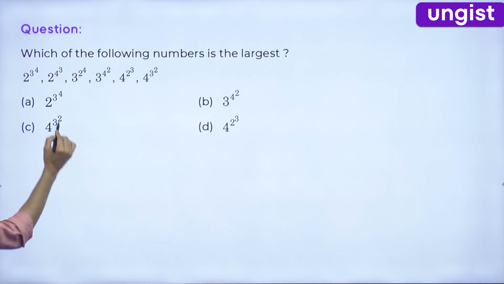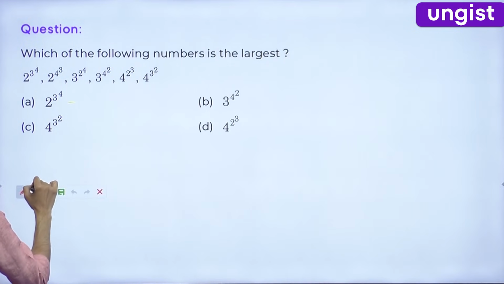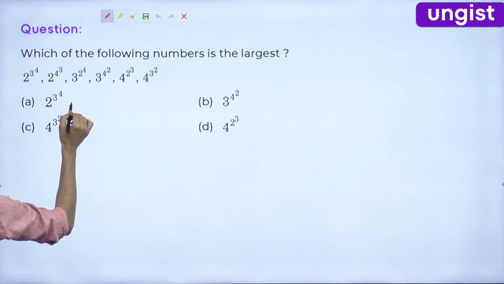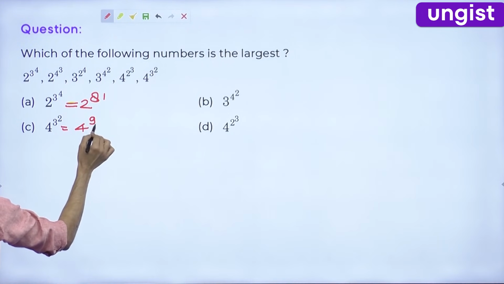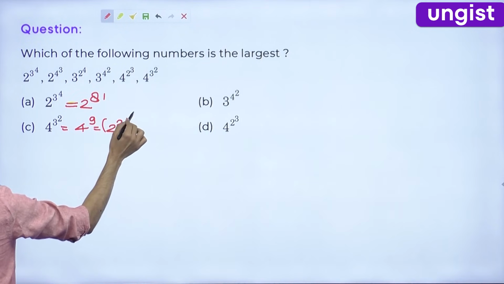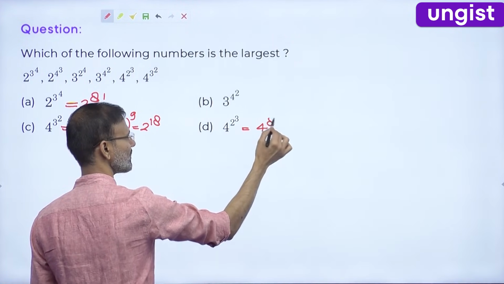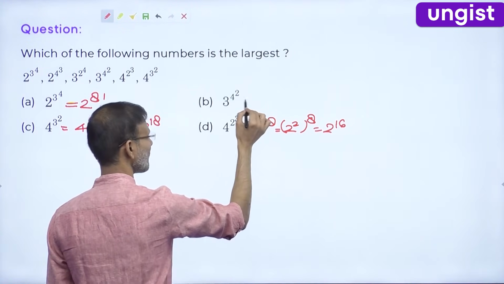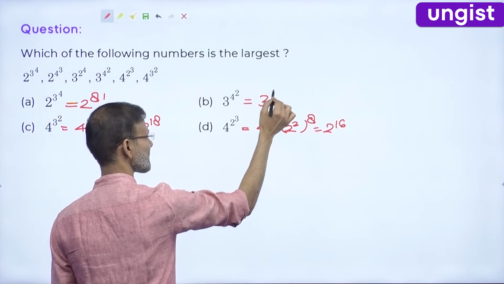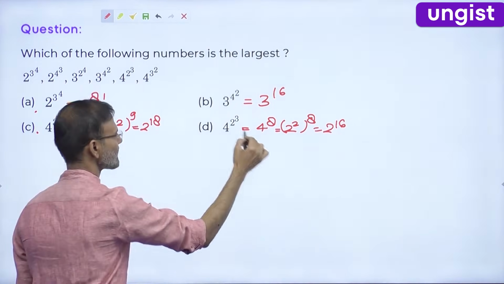See guys, this is what? This is 2 raised to the power 81. How? Yes or no? This is 2 raised to the power 81. And this is 4 to the power 9. 4 to the power 9 means 2 square to the power 9, which is 2 to the power 18. Correct, everyone? This is 4 to the power 8, which is 2 square to the power 8. Or you can say 2 raised to the power 16. Correct, everyone? This is 3 to the power 4 square means 3 to the power 16. ठीक है? अब obviously, like in these three options, A, C, D, A is the greatest.